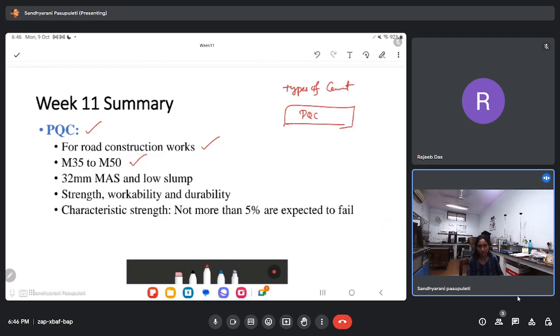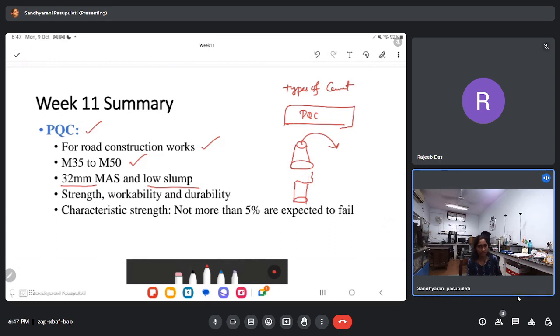It starts from M35 to M50, and the maximum aggregate size suggested is around 32 mm, with a low slump. Slump is an indicator of workability. If we have higher slump, that means, let us say, slump is what? We prepare the concrete mixture and put that mixture into a cone, and we remove the cone. After removing the cone, we see that the material will fall. Some material will fall from the top. If the material is very loose or in a plastic state, we can see higher slump.